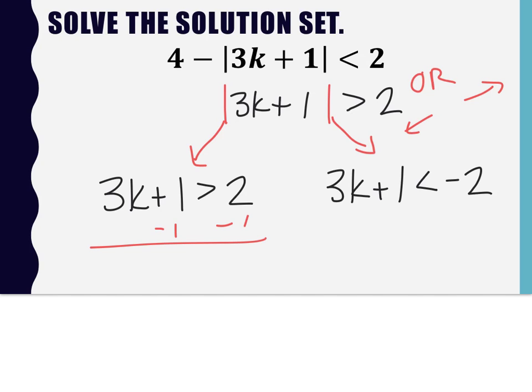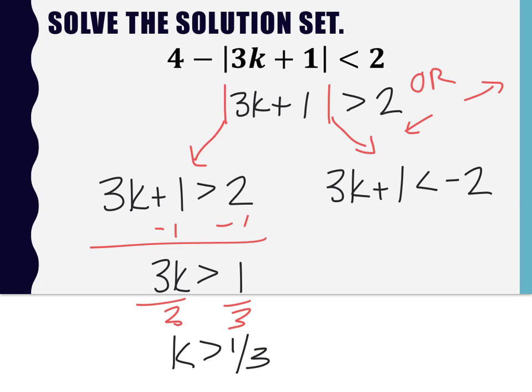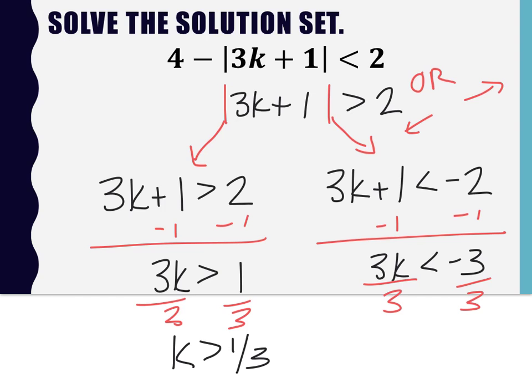So let's go ahead and solve these. Minus 1. So 3k is still greater than 1. Divide both sides by 3. So k is greater than 1/3. There's one of them. Our other one, we're subtracting by 1. We have 3k is still less than negative 3. I'm dividing both sides by a positive number, so you do not change your sign. It's still less than, and it's negative 1.